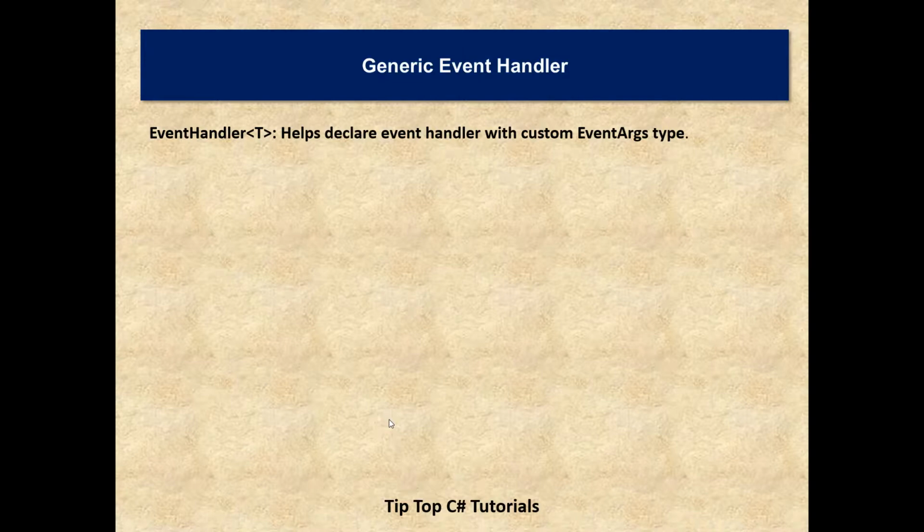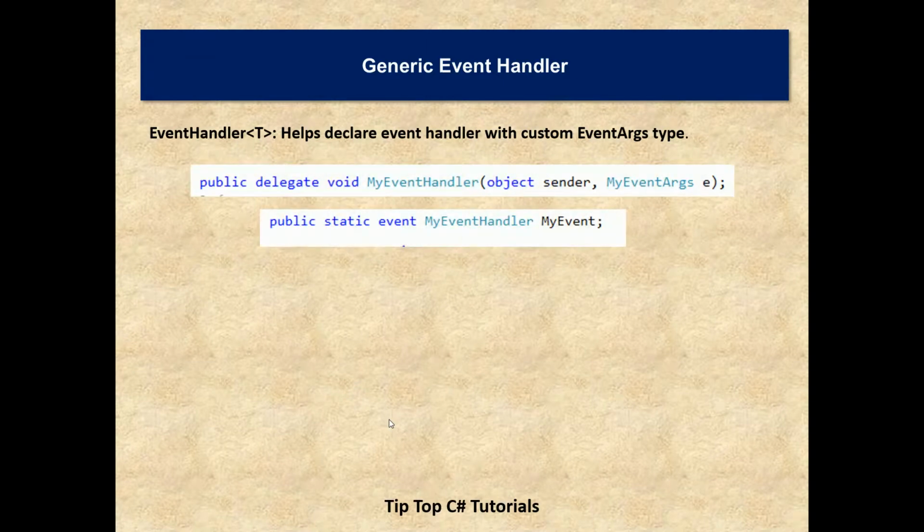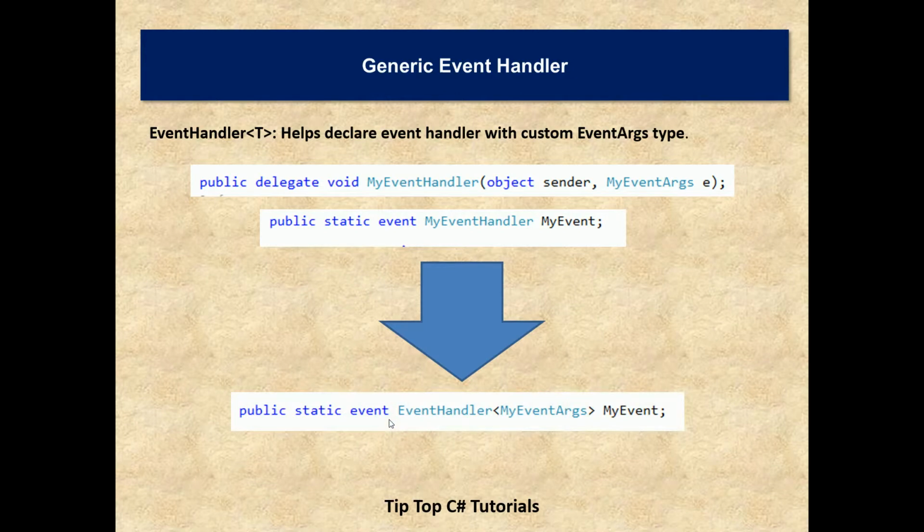Generic event handler. Whatever we have seen in the earlier slide is a pre-generic way of declaring a custom event handler and custom event args. But with the introduction of the generic event handler, there is an EventHandler<T> class which will help us declare an event handler with a custom event arguments type. Let's see how it has to be done. There are two statements, if you remember from the previous workflow. We have an event handler declaration using the delegate keyword, and we have an event declaration using the event keyword along with the delegate handler type. So we can combine these two things into a single one by passing the custom event args to the event handler. We'll still use the event keyword, but in the event handler, we can pass the event arguments. That's how it combines.